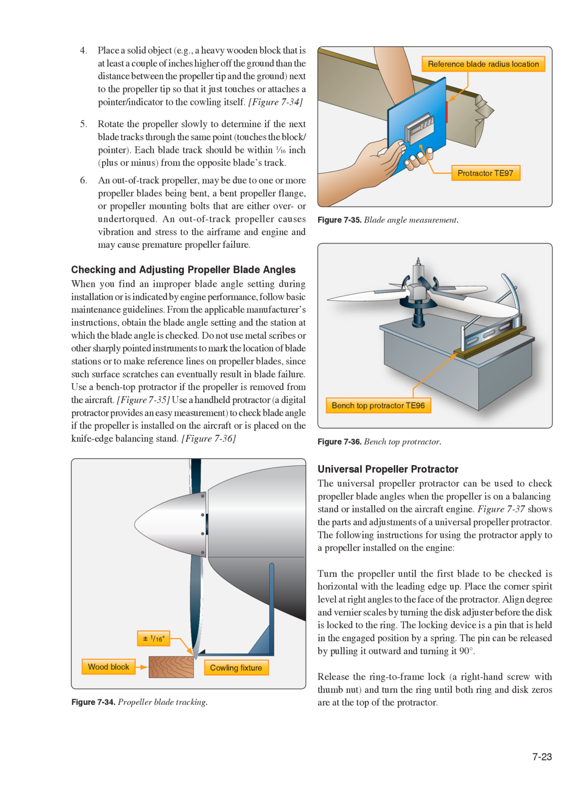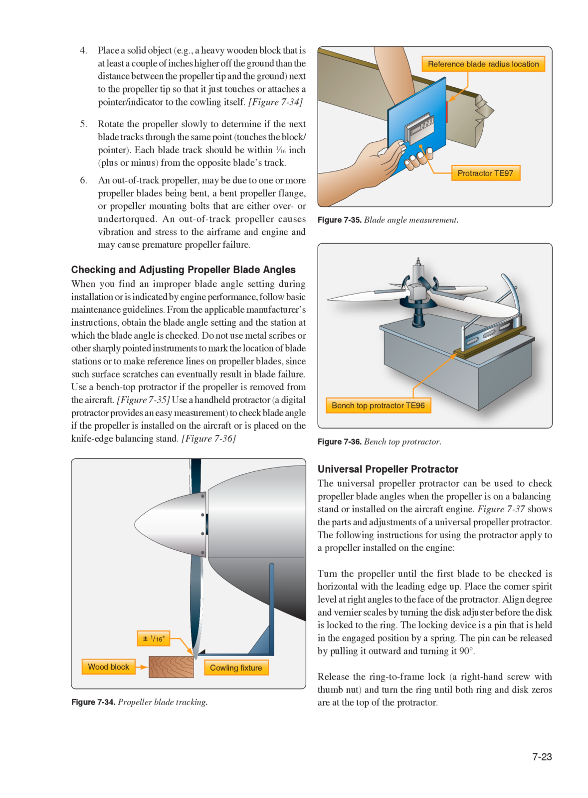Figure 734-5. 5. Rotate the propeller slowly to determine if the next blade tracks through the same point, touches the block/pointer. Each blade track should be within 1/16 inch, plus or minus, from the opposite blade's track. 6. An out-of-track propeller may be due to one or more propeller blades being bent, a bent propeller flange, or propeller mounting bolts that are either over or under torqued. An out-of-track propeller causes vibration and stress to the airframe and engine and may cause premature propeller failure.